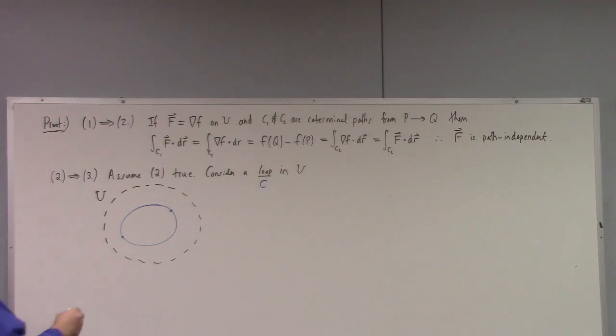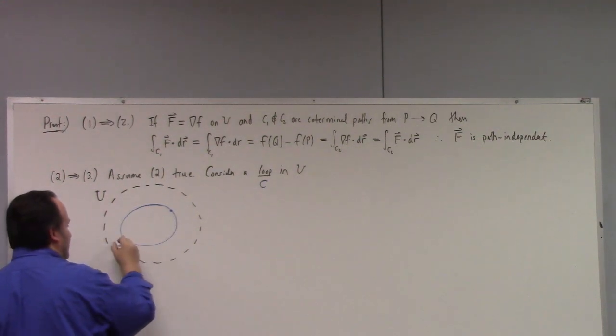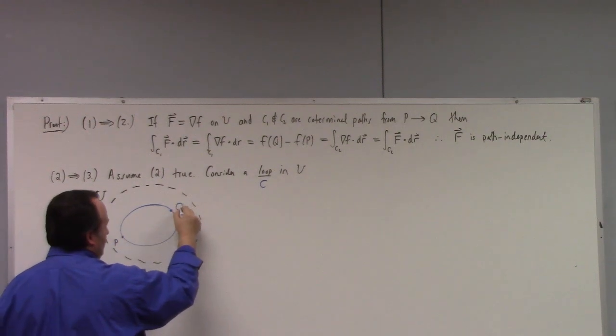Okay, so anyway, I've got my loop. I picked 2 points, P and Q, right?